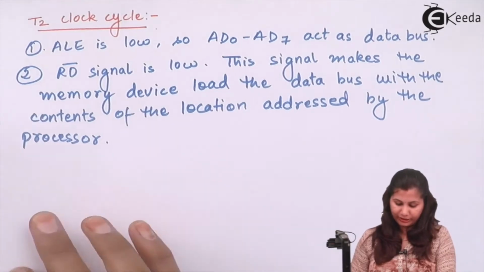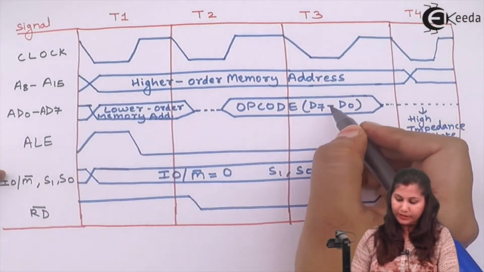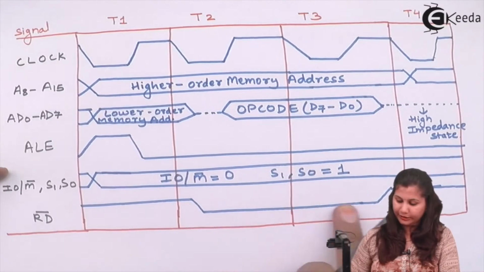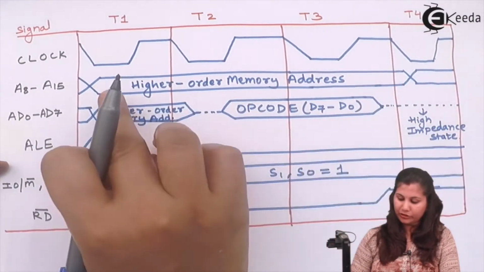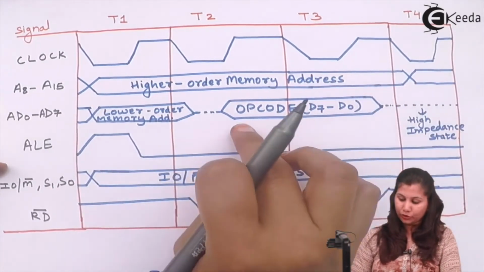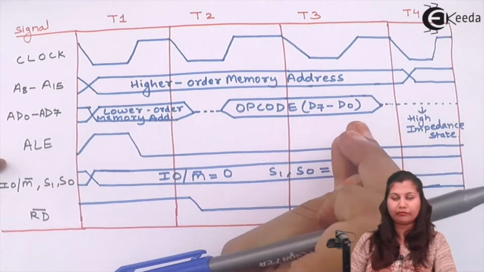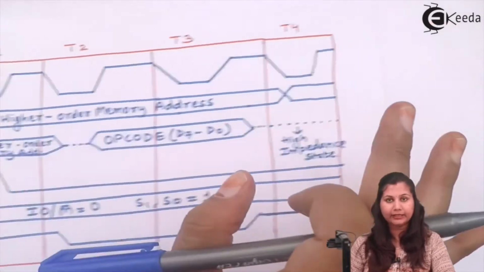Now in the T3 state, you can see that the opcode is available on the data bus, and the read signal is still low, and the higher order memory address is available up till 3.5 T states. So this opcode is already fetched, and now it will be decoded and executed by the processor in the T3 state.